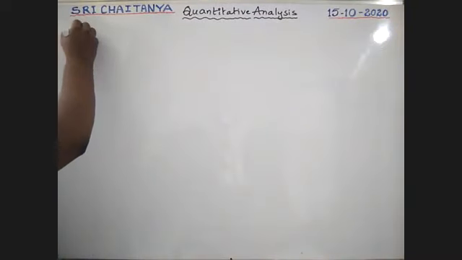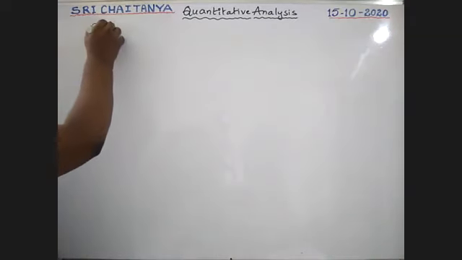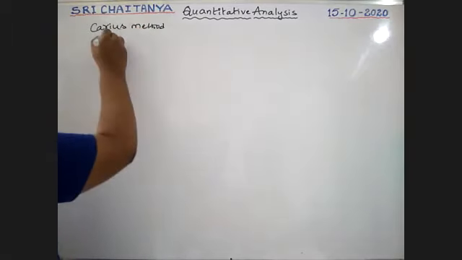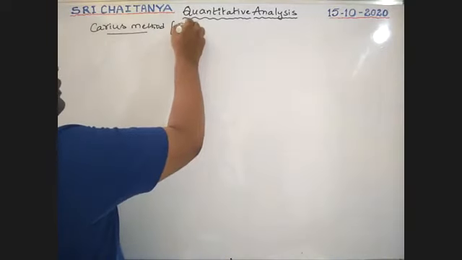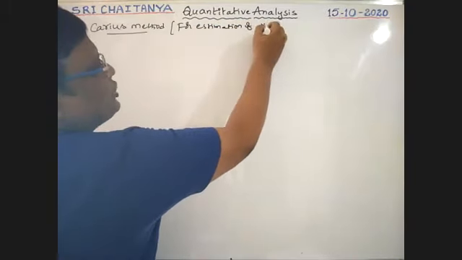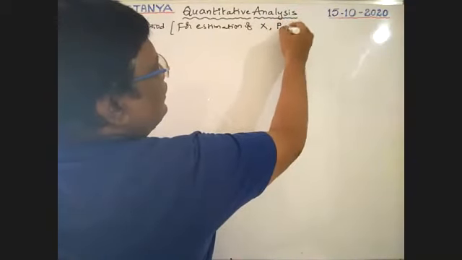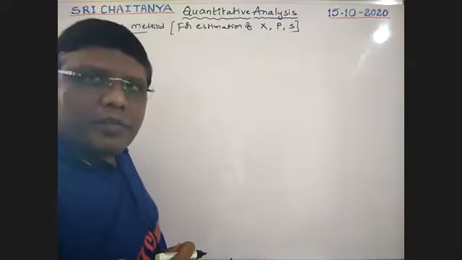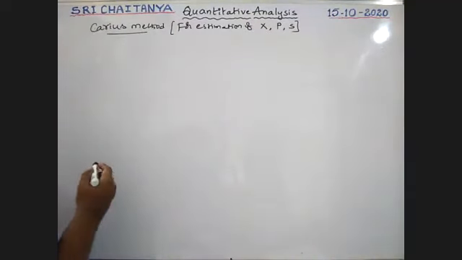halogens. So that is the Carius method. This Carius method is applicable for the estimation of halogens, next phosphorus and sulfur. All these three are estimated by this method, boys. Carius method, named after the scientist. First of all, I am going to explain the halogens.